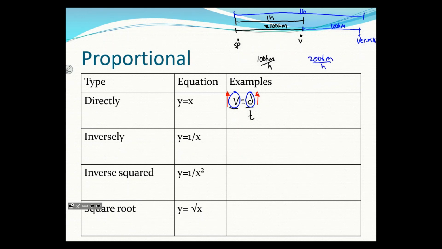So when we increase our distance while keeping time the same, it's a controlled variable, our speed increases, right? So that's an example. So they have a direct relationship. One goes up, the other one goes up.